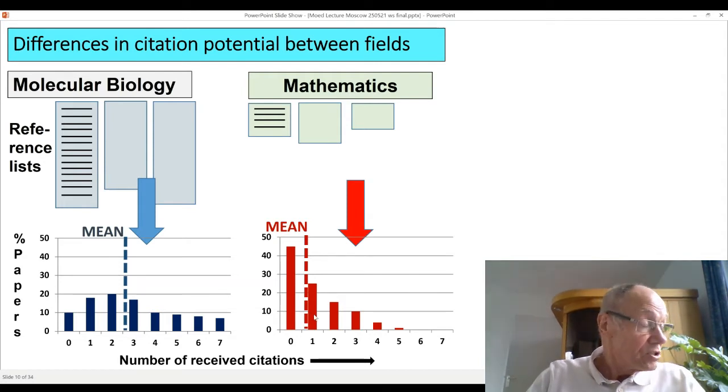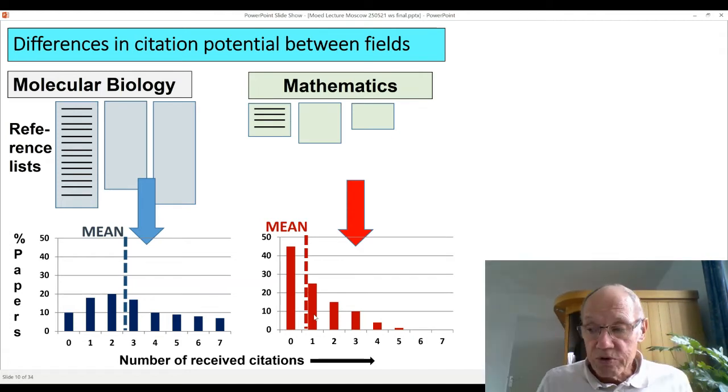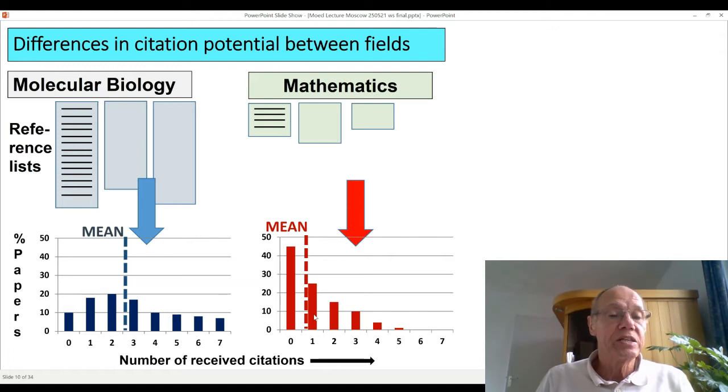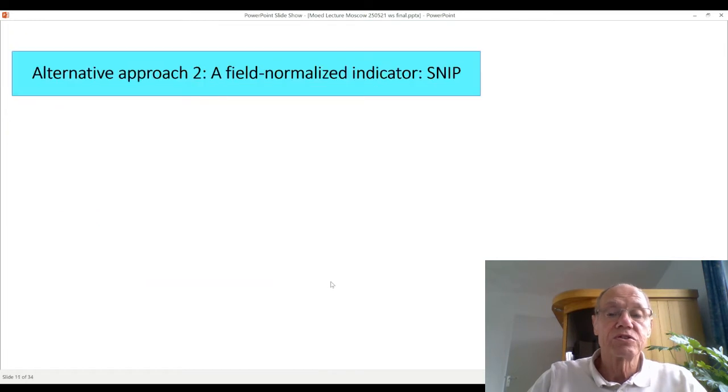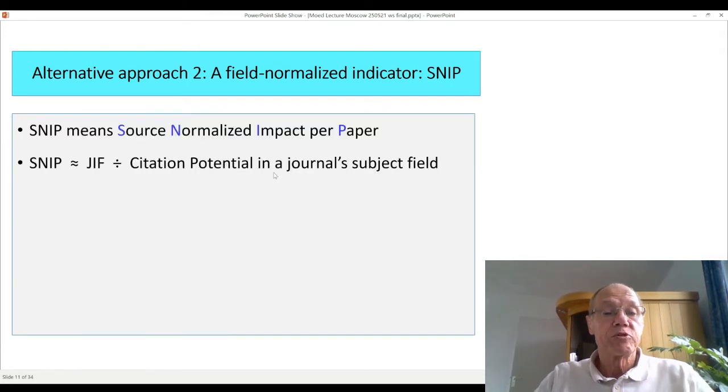So this slide aims to illustrate that citation potential, in terms of the length of reference lists in papers in a subject field, directly determines the overall level of citations that are obtained by papers in these subject fields. And you can calculate an indicator that compensates for these differences in citation potential. One of them is the so-called SNIP, the source normalized impact per paper.